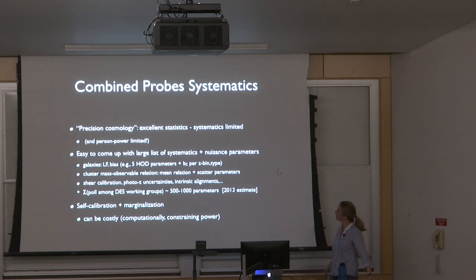My key point here is that our initial list had about 500 to 1,000 parameters. And remember, we want to measure maybe 6. So this is not a good spot to be in. Self-calibrating, marginalizing all of these can be computationally costly. With a poor algorithm, it could take forever. And we also might lose constraining power that we actually didn't need to lose. So this is highly suboptimal.